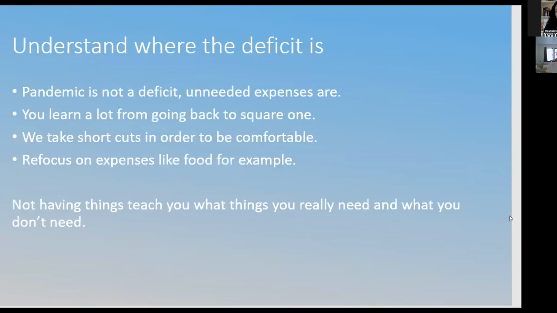So we understand where the deficit is. Now we know what the unneeded expenses are. Now we know what it would be like to go back to square one. Remember when we weren't so comfortable and we had to go to Staples to print documents because we couldn't afford a copy machine, and all of a sudden we got one? Remember that struggle that we went through? Now we remember that. And those little things are going to make you remember and understand that, you know what, that wasn't so bad. I could cut corners with this expense, because now I know that I can do things differently.